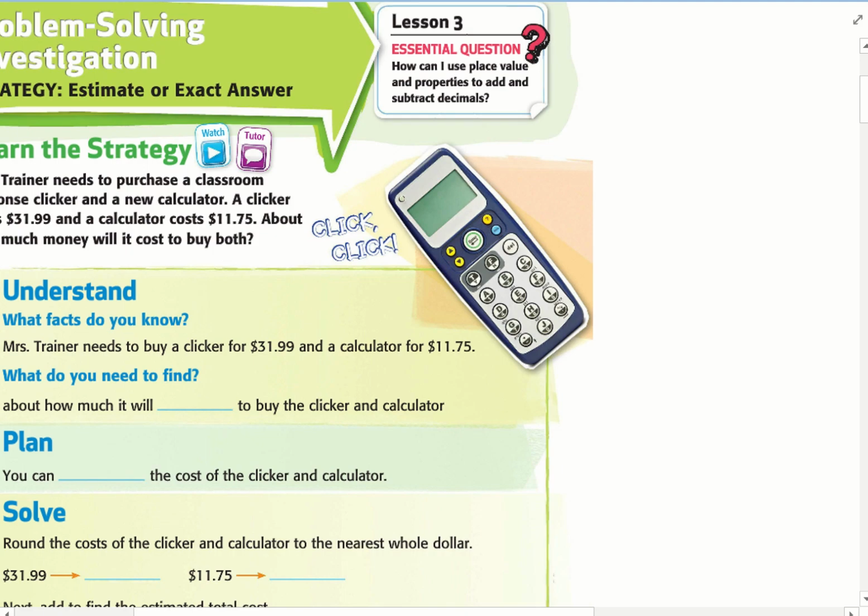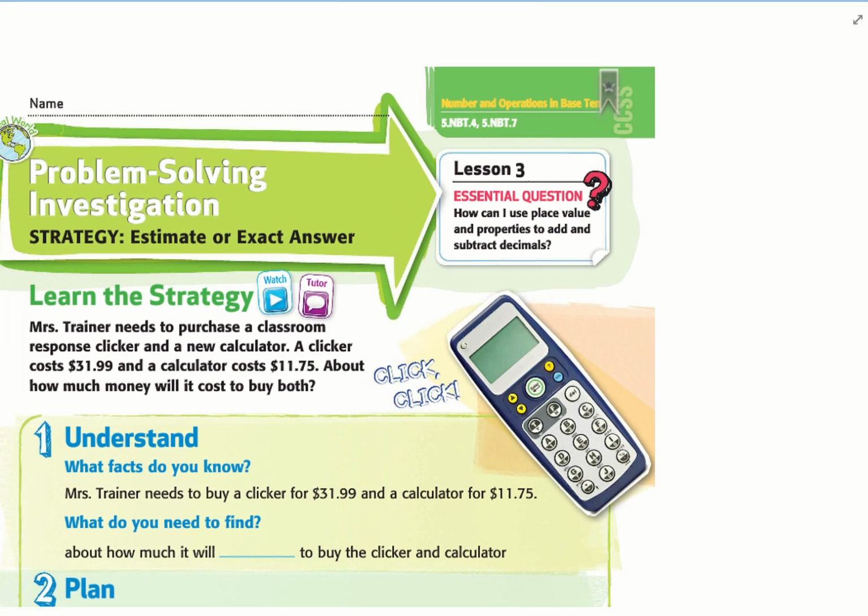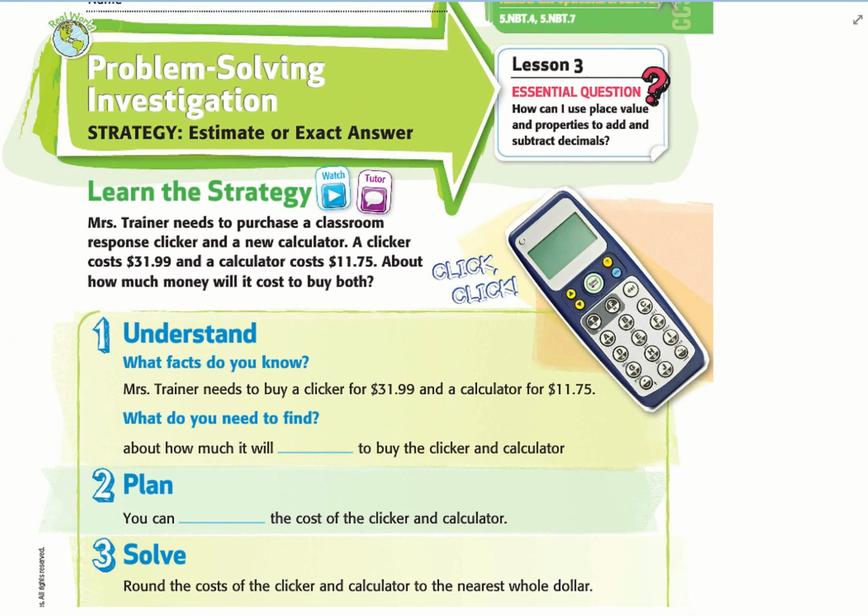Hello, welcome to Chapter 5, Lesson 3, page 315 in your math books. This is problem-solving investigation. It's a strategy, estimate, or exact answer. That's what we're going to be working on today.